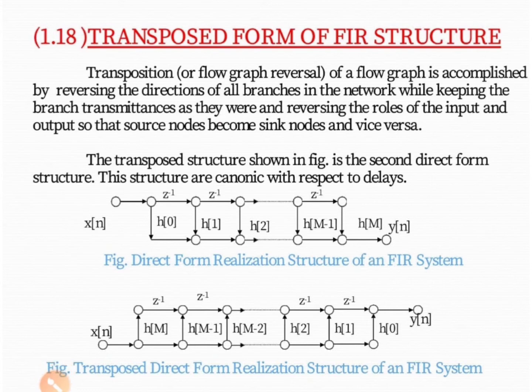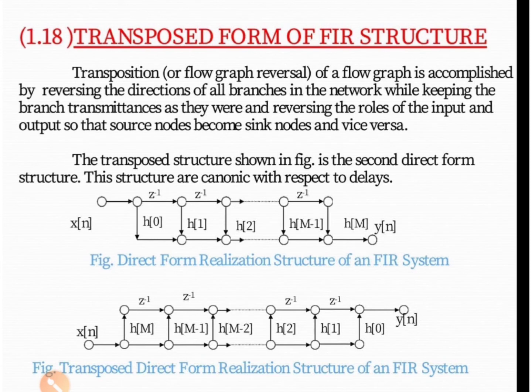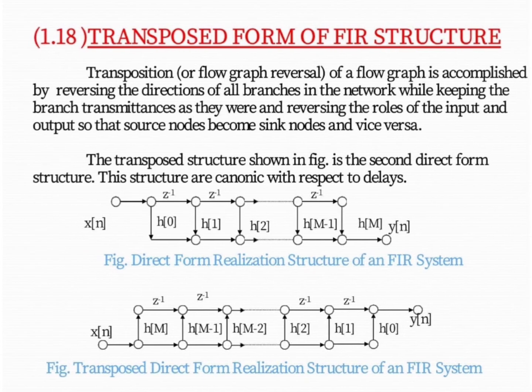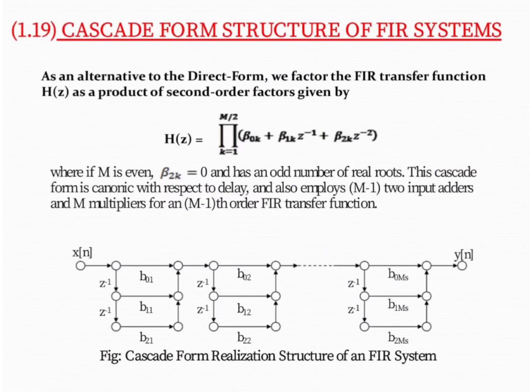Just reverse the direction of branch, but as you can see, if we reverse the role of input and output, in this manner we are not justifying our FIR structure. So we can tilt our figure, and in this way we can draw the transposed form of direct form. This is nothing but a direct form 1 realization, and this is nothing but a direct form 2 realization of IIR system, in case of FIR system. Okay. Next, cascade form structure of FIR system.